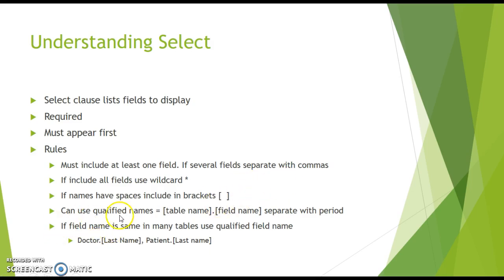You can use what are called qualified names. So I can say, okay, from table 1 I want to include this field, comma, then from table 2 I want to include another field. And you separate them with a period, the table name and the field. Qualified names are useful when you have the same field name in different tables. For example, if I wanted to see the last name of my doctor along with the last name of the patient, this is how you would type it in the select clause.